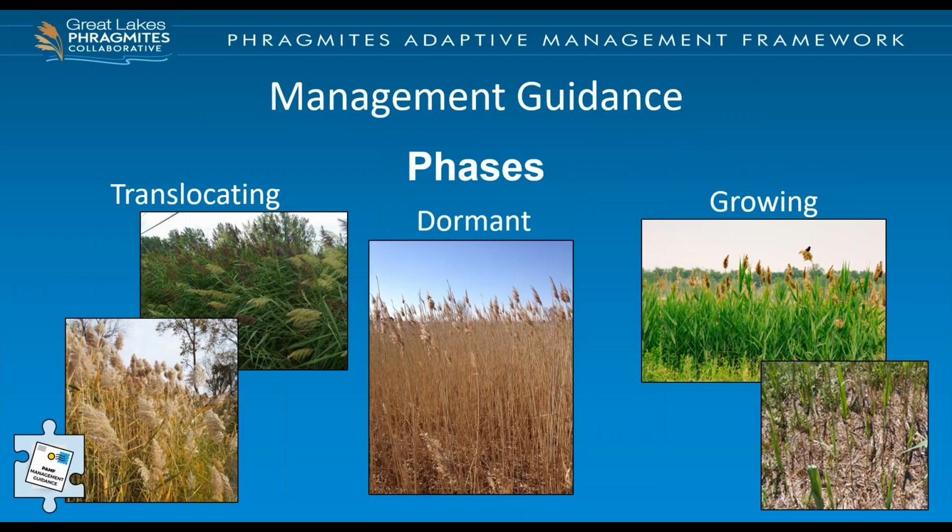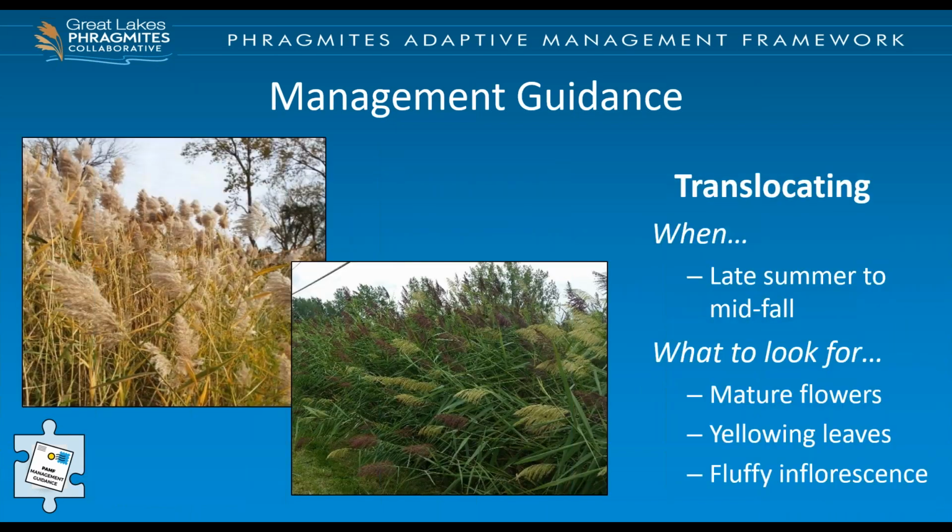Before we explore the guidance, it's helpful to learn a little bit more about why guidance is structured the way it is. More specifically, why are we basing our guidance around the seasonal growth patterns of Phragmites? Phragmites has 3 biological phases: translocating, dormant, and growing. PAMF uses these 3 phases for planning management actions because different actions work better during each phase.